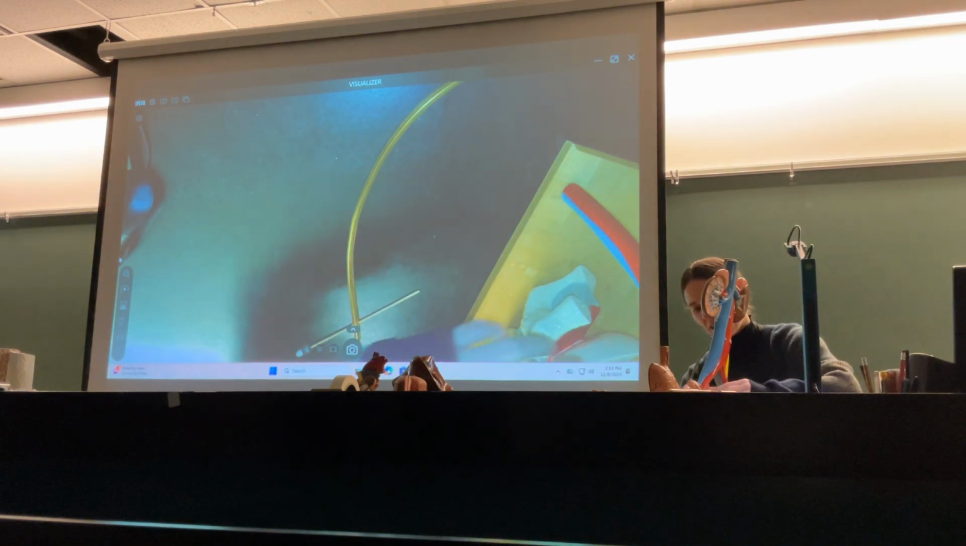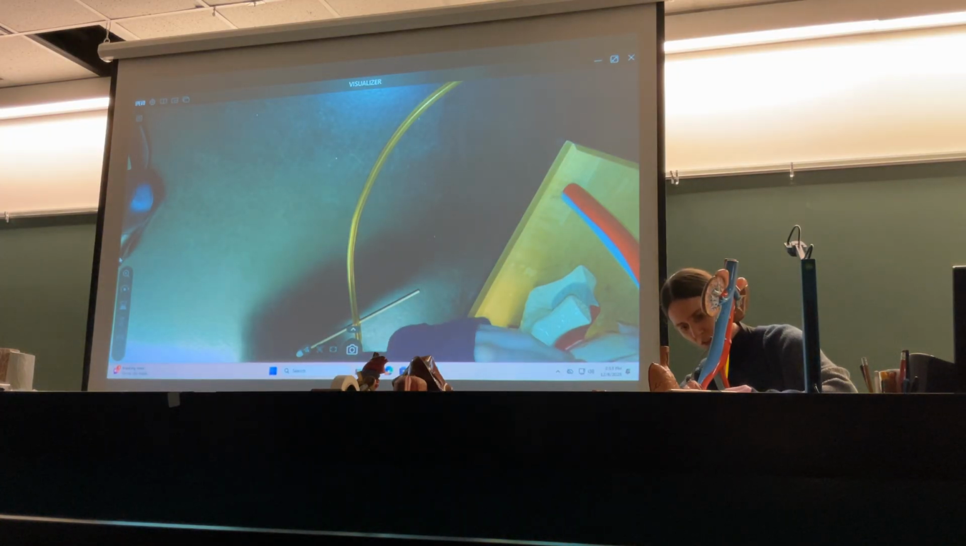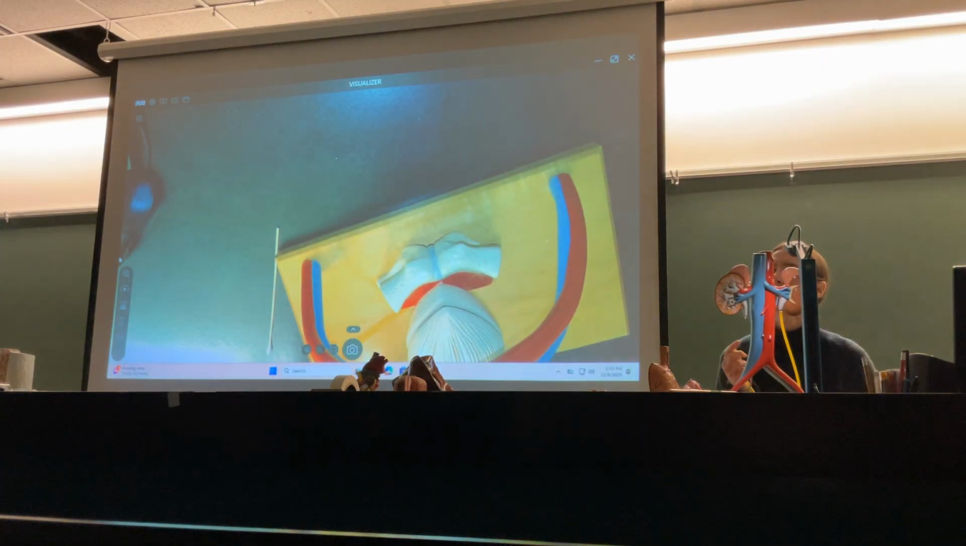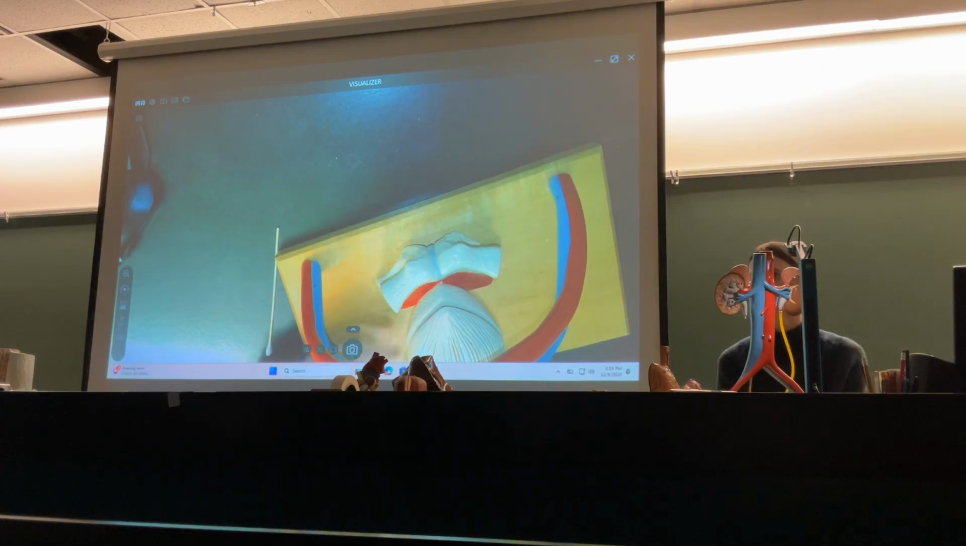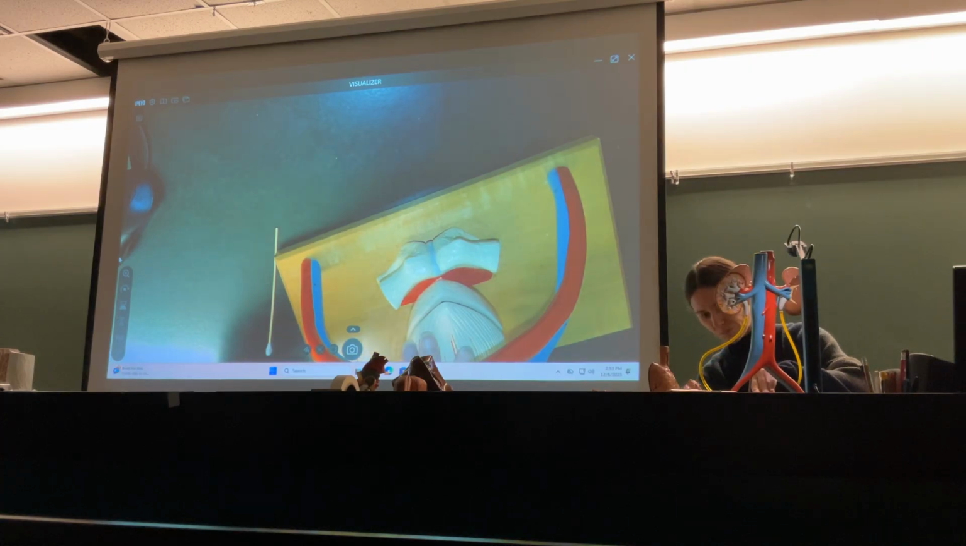And then finally we'll head into the urethra. You've got two sphincters. One will be your internal urethral sphincter. What type of muscle do you find that regulates the internal urethral sphincter? Smooth muscle. What about the external urethral sphincter? Skeletal.